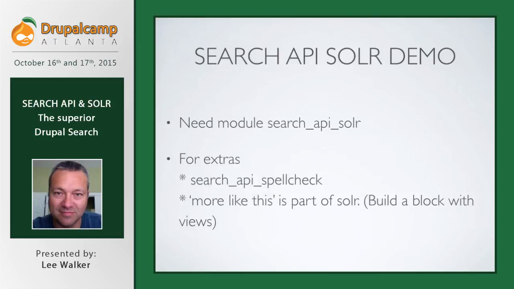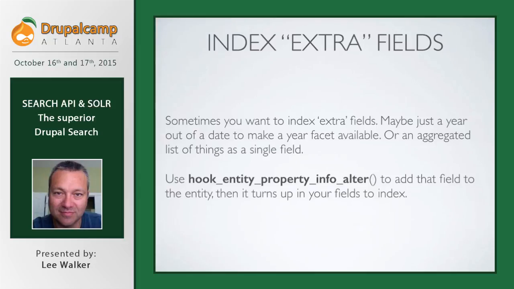Okay, so all you do to get more of it is turn the Search API Solr on, and the spell check is part of Solr. So to turn Search API spell check on, you actually need Solr turned on. Solr works faster and gives you some extra things: the more like this, the spell check. And you still build a block, you still build it with views. The more like this turns up as a block. Okay, I'll get back to this.